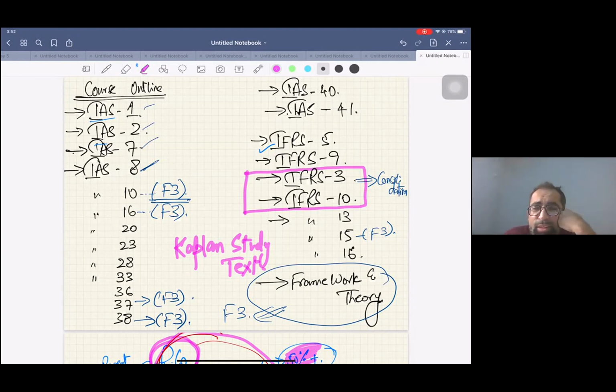Why is book reading compulsory? First of all, if you read the Kaplan book, that means you are doing everything 2 times. First you will study from me, and then you will study from the Kaplan study text. So this will give you more grip. Number two, when you read the study text, you find new test your understanding short questions. So this will give you more grip.